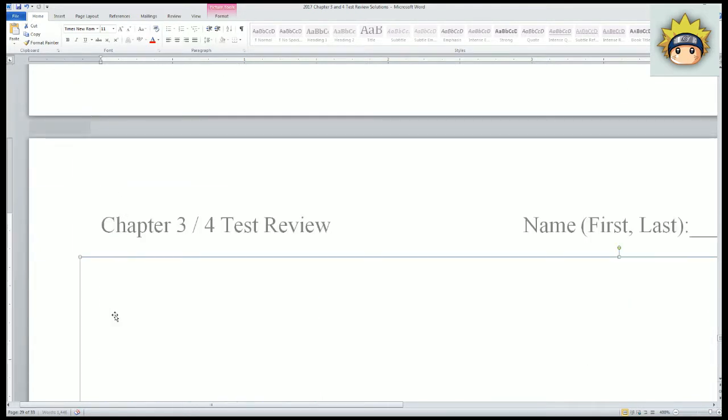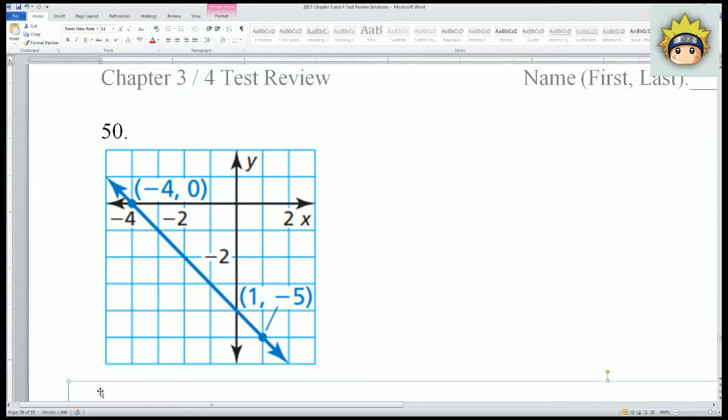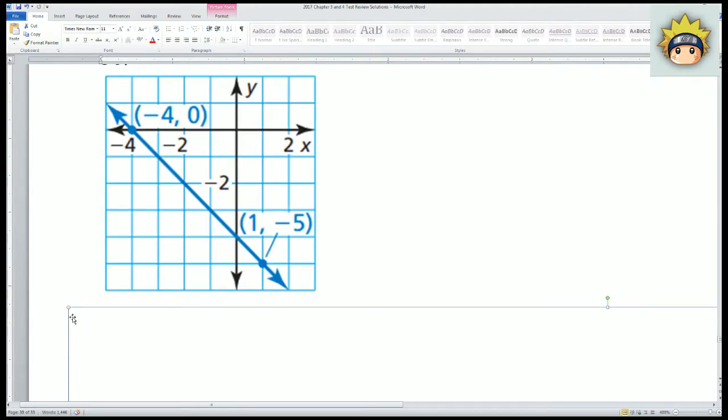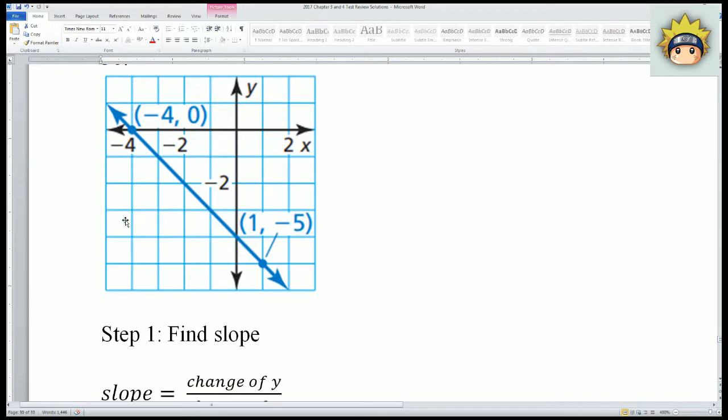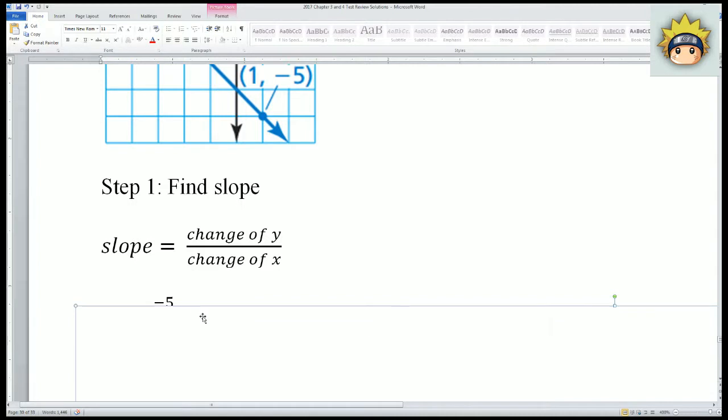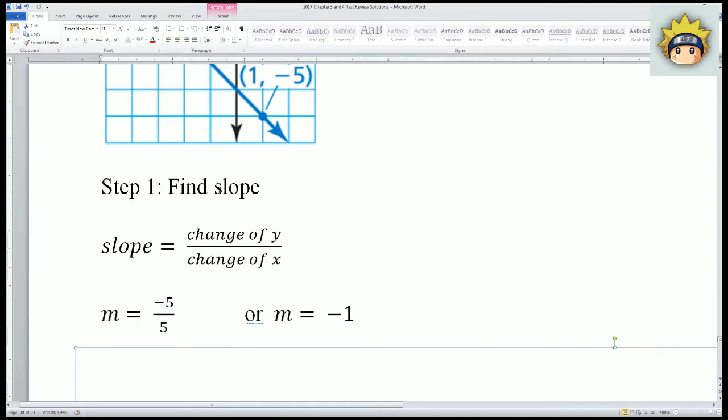we have 50. 50 gives us this beautiful equation. First thing we've got to do is always find the slope, which is the change of y over the change of x. So I'm going down 1, 2, 3, 4, 5. Negative 5 is my change of y. 1, 2, 3, 4, 5. And 5 is also my change of x. m is equal to negative 5 over 5, which simplifies into m is equal to negative 1.